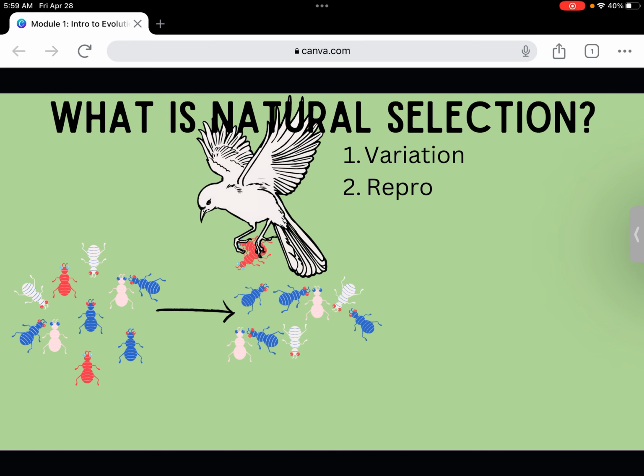But unfortunately for this population, it turns out that this bird here really likes to eat the red ones. So what this means is it gives the other forms, the other variations, a reproductive advantage. It's advantageous to be a blue bug or a white bug, but it is not an advantage to be the tasty red bug.